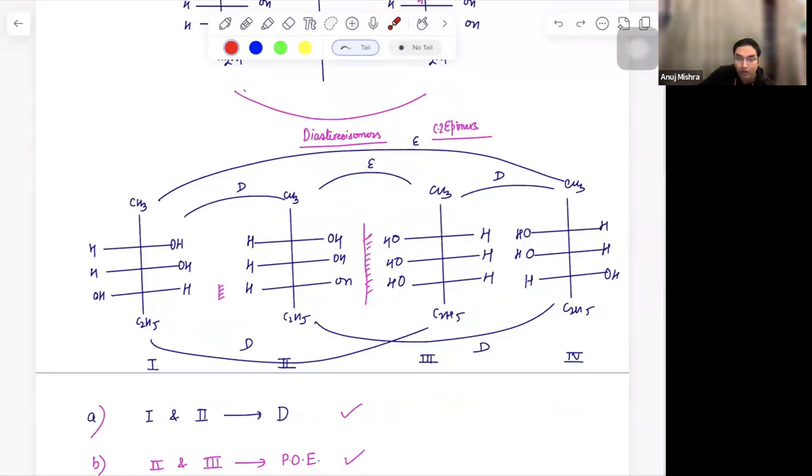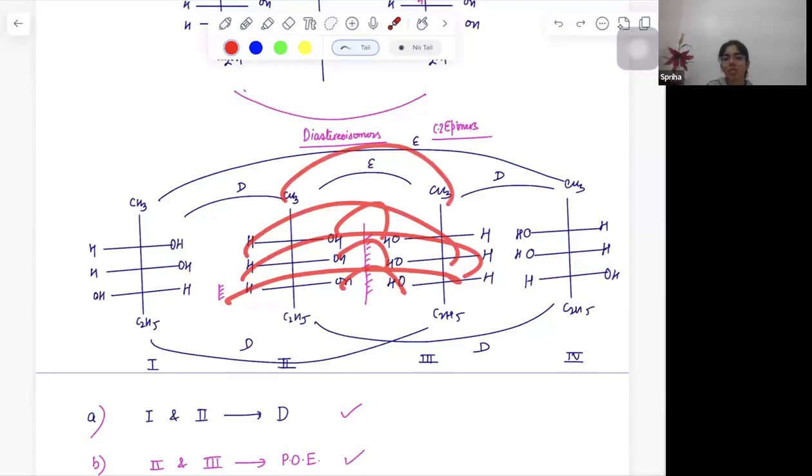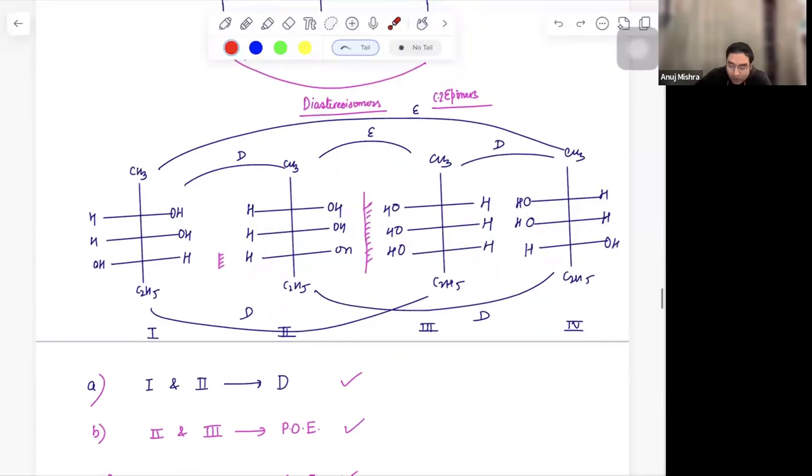1, 2, 3, and 4. Connect and tell me. 1 and 2. Just check this structure with this structure. What are these two? Everybody? Diastereomers. Very good. How about 2 and 3? These two. OH, OH, OH, OH, OH, OH, H, H, H, H. Enantiomers. Sure. Say pair of enantiomers. POE.